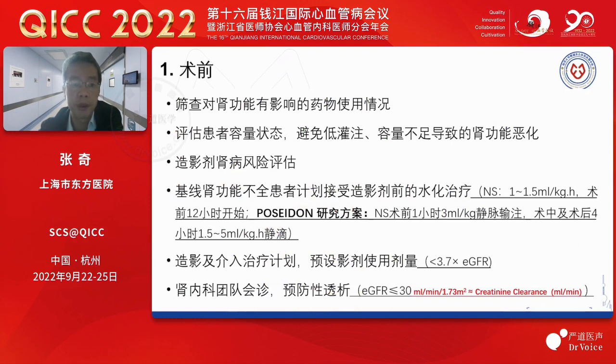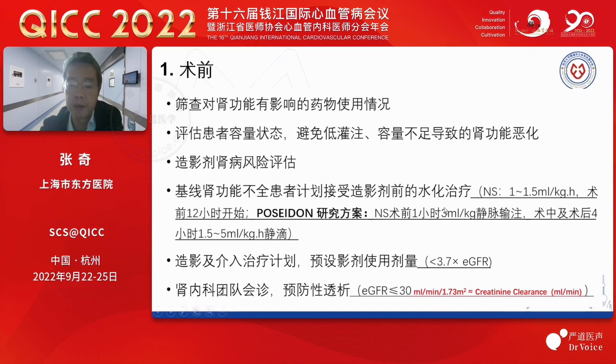We will screen for the drugs which may impair the renal function, and we will evaluate the volume. We will evaluate the perfusion and the existence of hypovolemia. If the volume is not sufficient, the renal function will be even worse. And also for patients with renal dysfunction, we will give the hydration before the contrast media. The hydration is a strategy to prevent some complications. So here you can see this is the protocol for hydration.